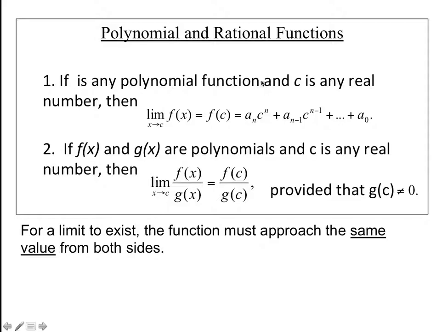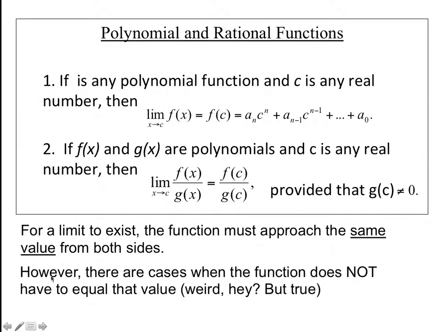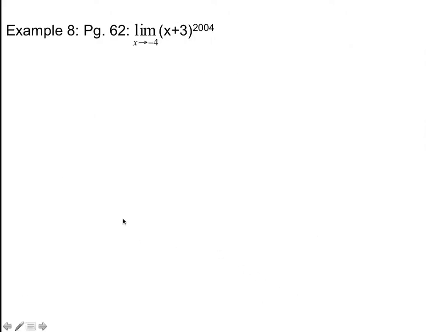If we have a polynomial function and c is any real number, then if we plug in c into the polynomial function and that value is real, that value is finite, that is the limit. And that is also the case if we have a ratio, just like we did in those two examples on the previous page. So for a limit to exist, the function must approach the same value from both sides. However, there are cases when the function does not have to equal that value. It's weird, but it's true.